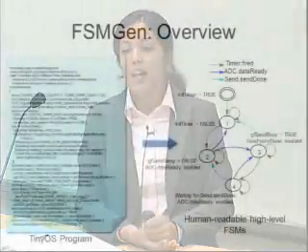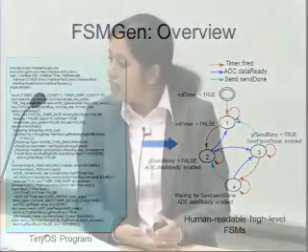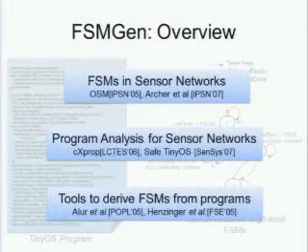So what we've done in FSMGen is build a tool that, given a TinyOS program, can extract a compact, human-readable, high-level finite state machine. The concept of finite state machines has been used before in sensor networks. However, people have designed languages based on finite state machines to program sensor networks, and people have also built finite state machine specifications for various interfaces in sensor networking languages.